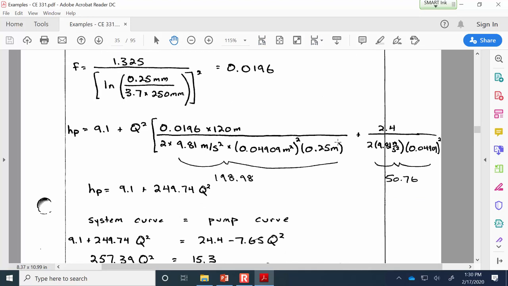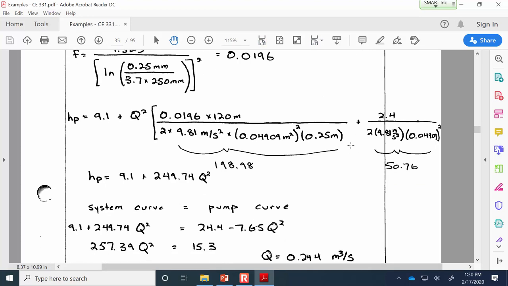So if you set the system curve equal to the pump curve, then the flow rate we ought to get out of this is about 0.244 cubic meters per second.